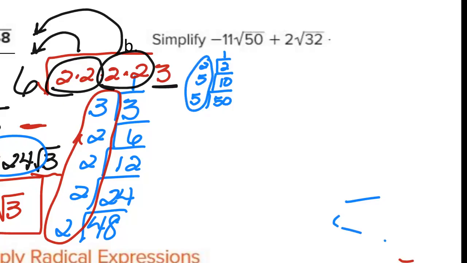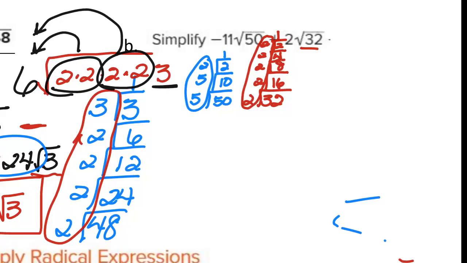I'm going to do this other one really close because I think I'll have more room. So now I'm jumping over here. Square root of 32. 32 is even. Divide by 2. You get 16. 16 is divisible by 2. You get 8. 8 is divisible by 2. You get 4. Divide by 2. You get 2. Divide by 2. You get 1. So I need to include all of these for the square root of 32.